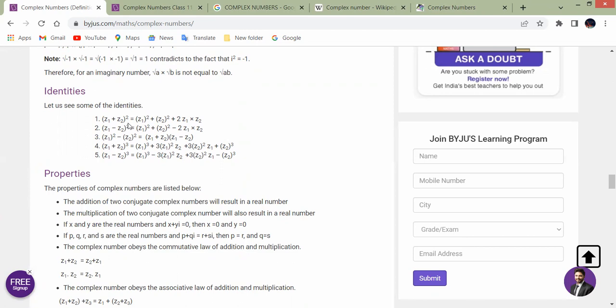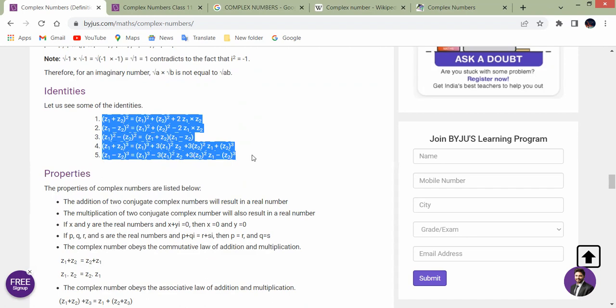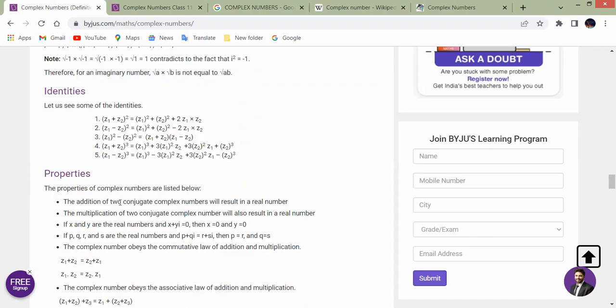Z1 plus Z2 whole square will be equal to Z1 square plus Z2 square plus 2 Z1 Z2. Similarly, Z1 minus Z2 whole square will be equal to Z1 square plus Z2 square minus 2 Z1 Z2. Similarly, Z1 square minus Z2 square will follow as we have the formula for a plus b and a minus b. The formulas for the power of 3 will be similarly applied as the formulas were applied in real numbers.